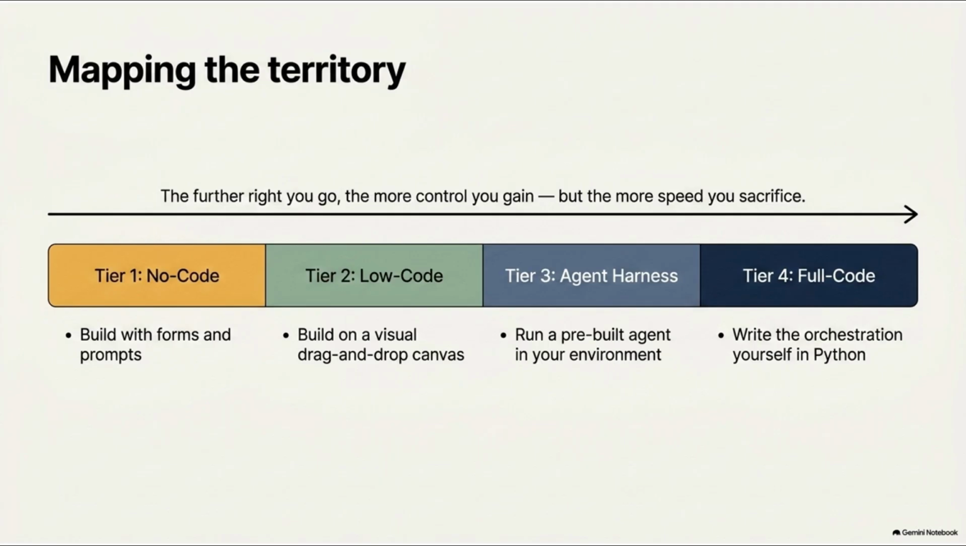That scale gives us four tiers. On the far left, no code. You build with forms and prompts. Then low code, a visual drag and drop canvas. Then the agent harness, a pre-built agent running in your own environment. And on the far right, full code. You write the whole thing in Python. We'll take them one at a time.